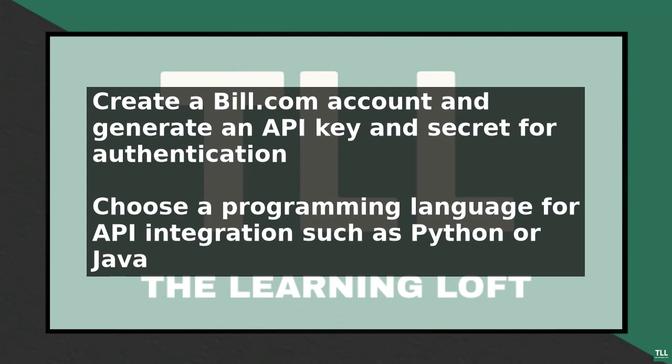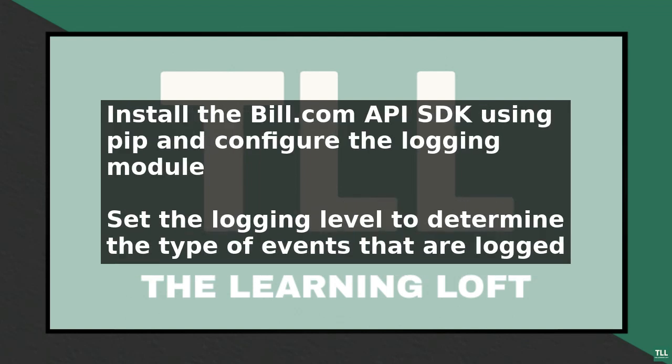After setting up your development environment, you need to install the Bill.com API SDK using pip, the Python package manager. You can do this by running a command to install the Bill.com API library. Once the library is installed, you can start making API requests.